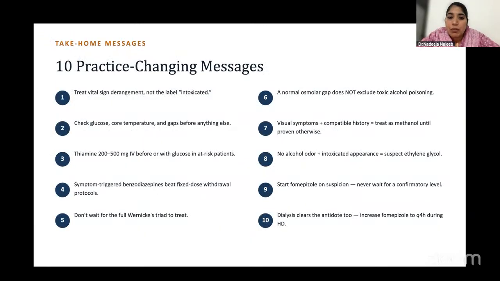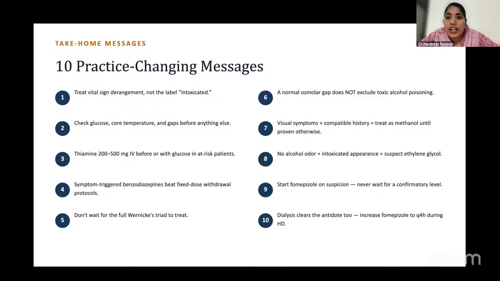These are the few things that I want you to take away from this lecture. Treat vital signs derangement, not the label intoxicated. Don't treat a patient as just drunk. Check glucose, core temperature, and gaps before anything else. Thiamine 200 to 500 milligram IV before or with glucose in all at-risk patients. Symptom-triggered benzodiazepines beat fixed dose withdrawal protocols. Don't wait for the full Wernicke's triad to treat.